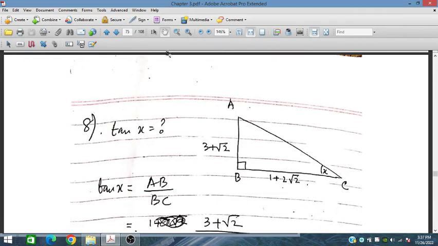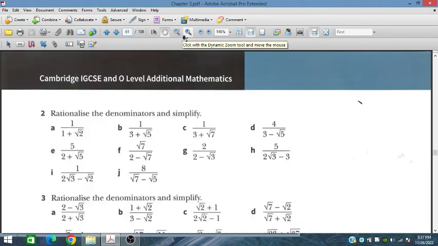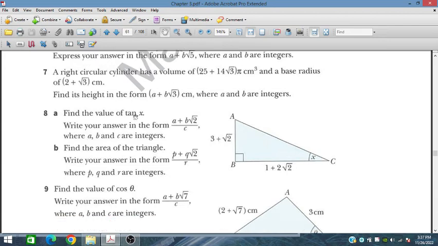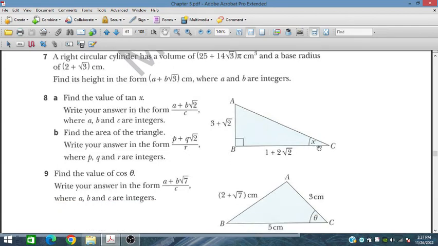Now we have problem number 8. Find the value of tangent x. We have to find this value, tangent x. Write your answer in the form of this, where a, b and c are integers. So this tangent x is always opposite divided by the adjacent. This is adjacent. AB divided by BC will give you tangent x.